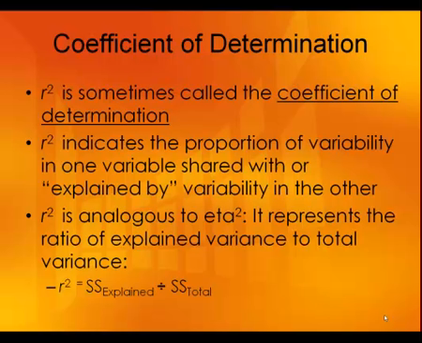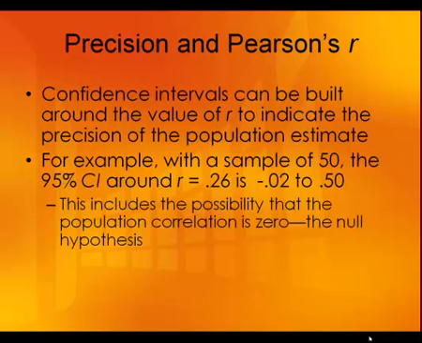And an R squared indicates the proportion of variability in one variable when shared with or explained by the variability in the other. So your book refers to R squared as analogous with eta squared, and it represents the ratio of explained variance in the total to total variance. So how much is explained, divided by how much is the total variance level. And that is essentially what the R squared is.